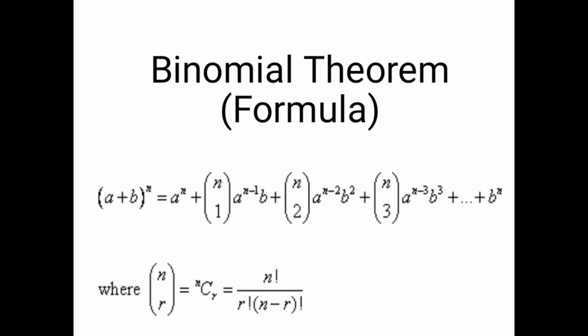Binomial theorem formula is given as (a + b) raised power n equals a raised power n plus n combination 1 times a raised power n minus 1 times b plus n combination 2 times a raised power n minus 2 times b raised power 2 plus n combination 3 times a raised power n minus 3 times b raised power 3 plus up to b raised power n, where n combination r is equal to n factorial over r factorial times n minus r factorial.